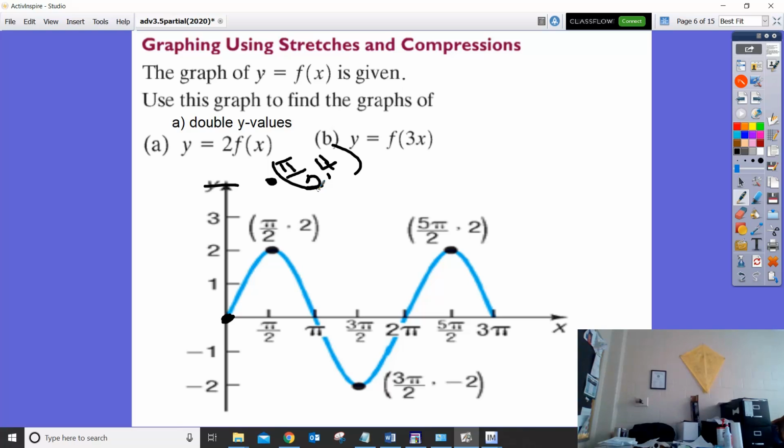Any change in the y values down here? That's pi, 0. Any change? No. It's going to stay where it's at.